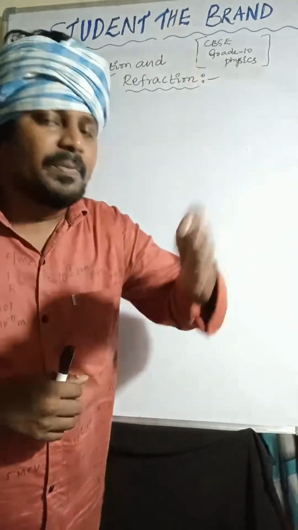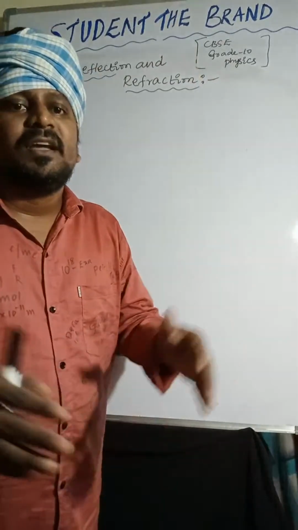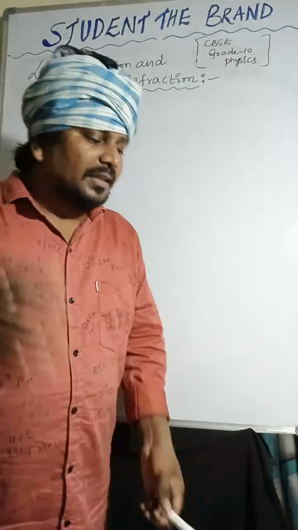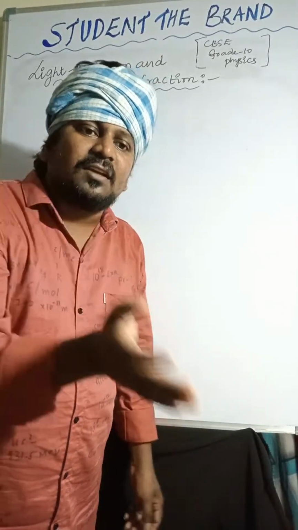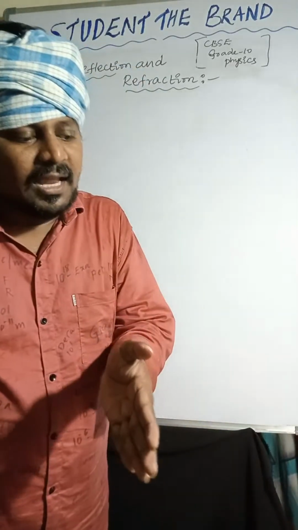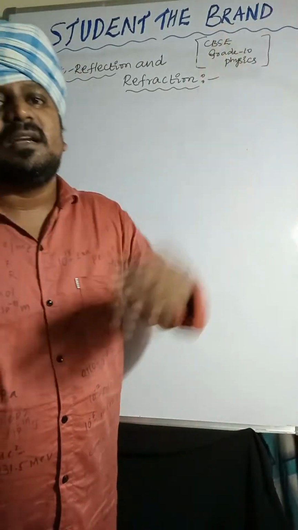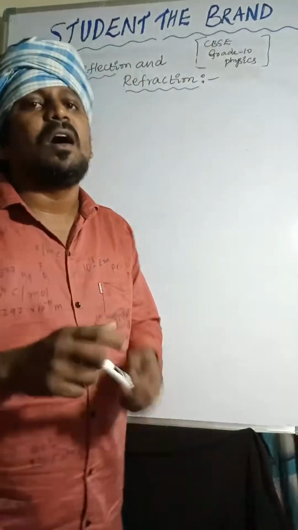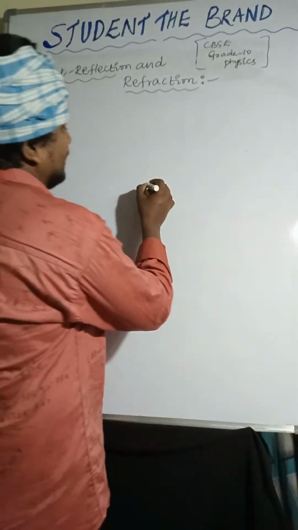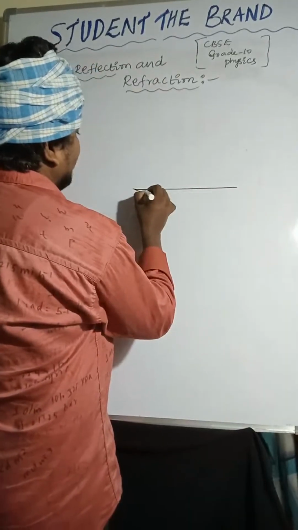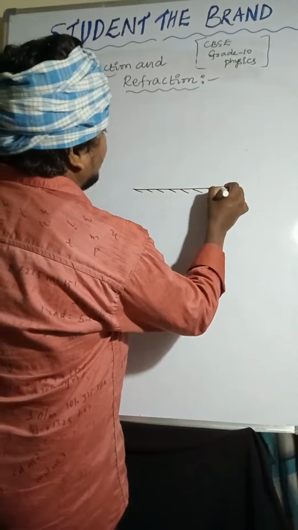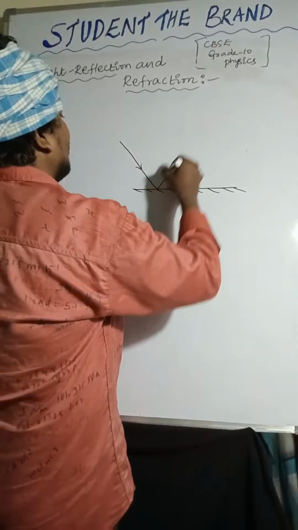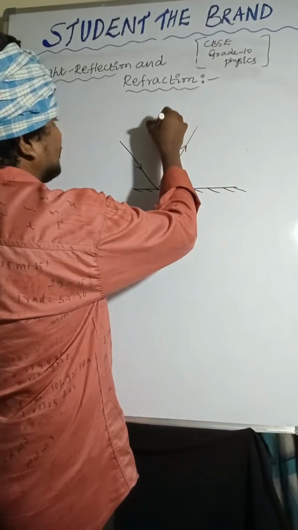The light ray which is perpendicular to the surface is called the normal line. The incident ray is the ray incident on the surface, the reflected ray is the ray reflecting back, and the normal is perpendicular to the plane surface. Here I am considering the plane mirror. This is the plane mirror, this is the incident ray, this is the reflected ray, and this one is the normal line.